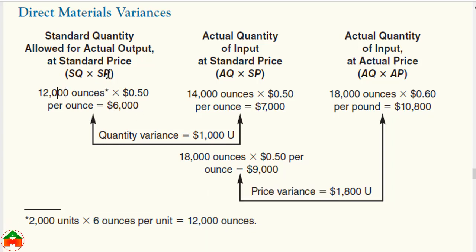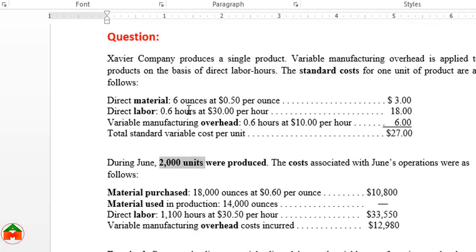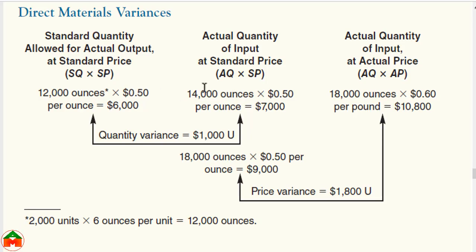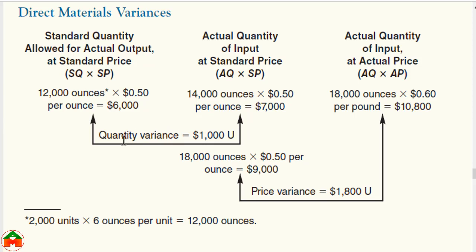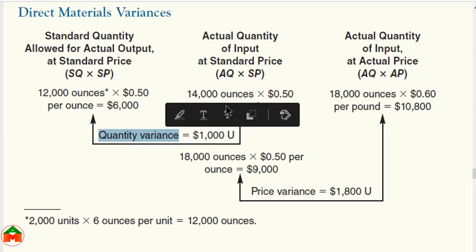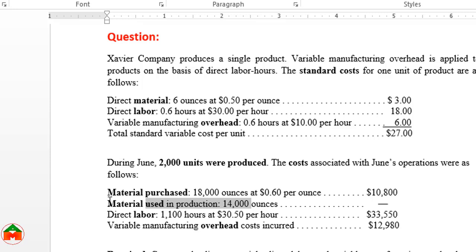Then we can see the standard price. From the question, the standard price of material is 0.50 per ounce, and here again the standard price is 0.50 per ounce. Then the actual quantity. From the question, the actual quantity for material is 18,000 purchased and 14,000 used. So there are two material quantities: one is the purchased amount, another is the used amount. Whenever we need to find the quantity variance, we have to use the used amount, which is 14,000.